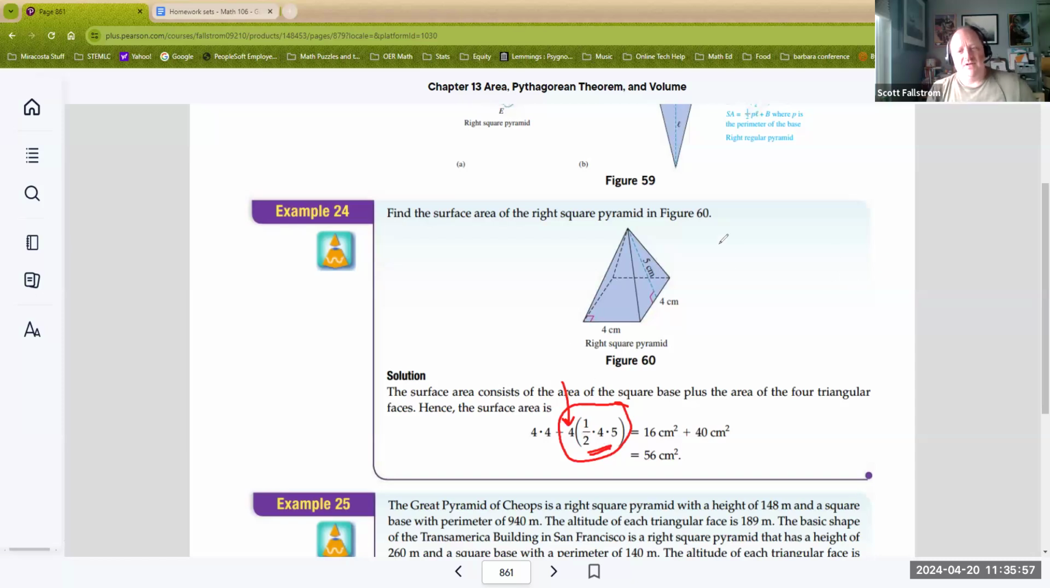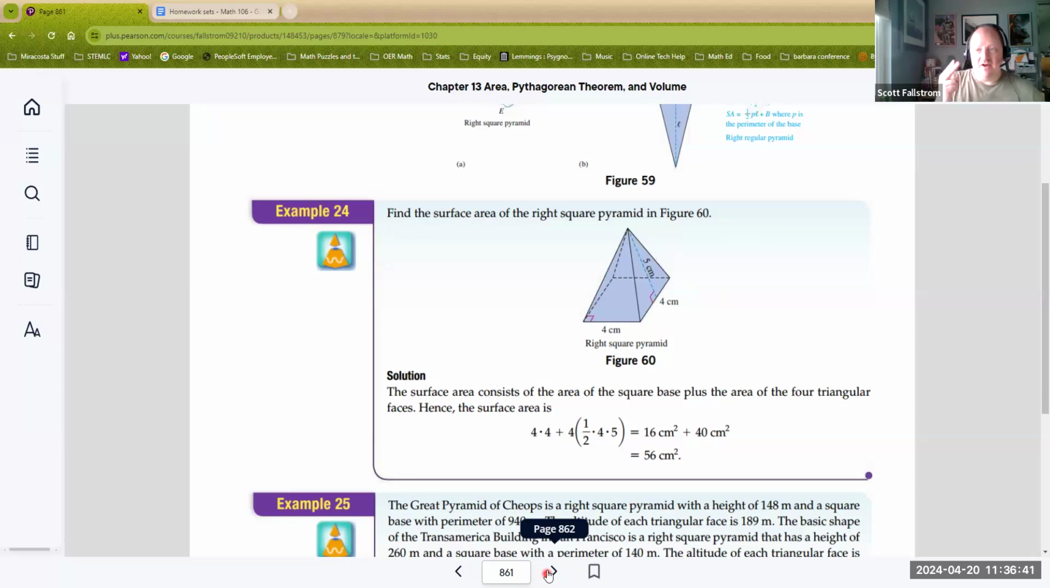But if you really want to use the B plus 1/2 perimeter times slant height formula, then the base would be 16 because it's 4 times 4. The perimeter would be 16 and the slant height would be 5. Okay. Again, what's nice about this is you can just multiply through. So you have 16, half of 16 is 8, and 8 times 5 is 40. So I also get 56 centimeters squared, but I didn't do 4 triangles. I did the perimeter of 1, making 1 entire shape. All right. Very cool. So prism, cylinder, those go together.